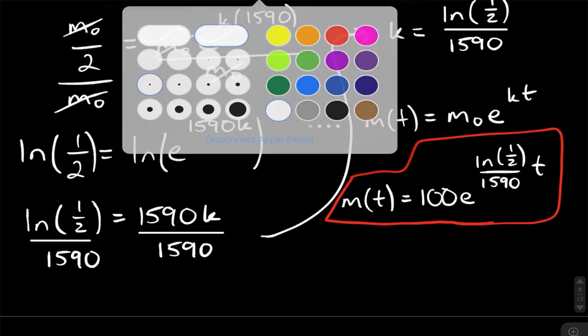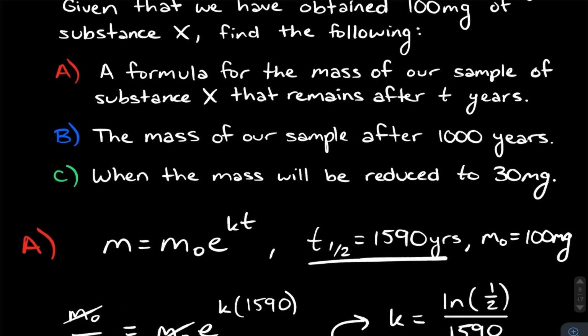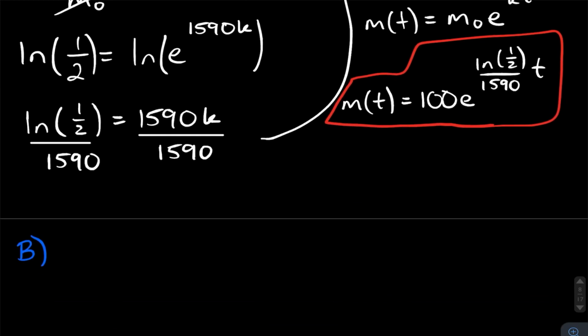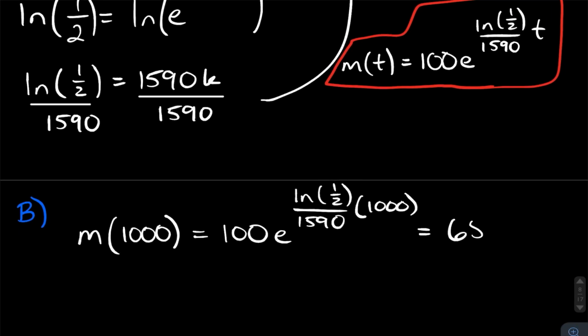Awesome. So now let's move on to part B. Part B is going to be a lot quicker, I promise. The mass of our sample after 1,000 years is the next thing we're about to find. So really, all we have to do, now that we have an equation for our mass as a function of time, is plug the amount of time into our equation. We can say that m of 1,000, we're writing 1,000 here because we're plugging in 1,000 for t, is going to equal 100 times e to the natural log of 1/2 over 1590 times 1,000. Now this is going to equal 65 milligrams.